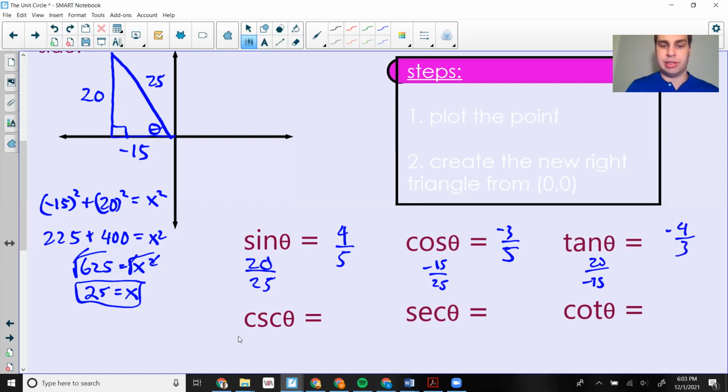Okay, and then of course our cosecant, secant, and cotangent, we can just flip with its corresponding sine, cosine, tangent. So for example, cosecant is going to be 5/4. Okay, secant is going to be -5/3.